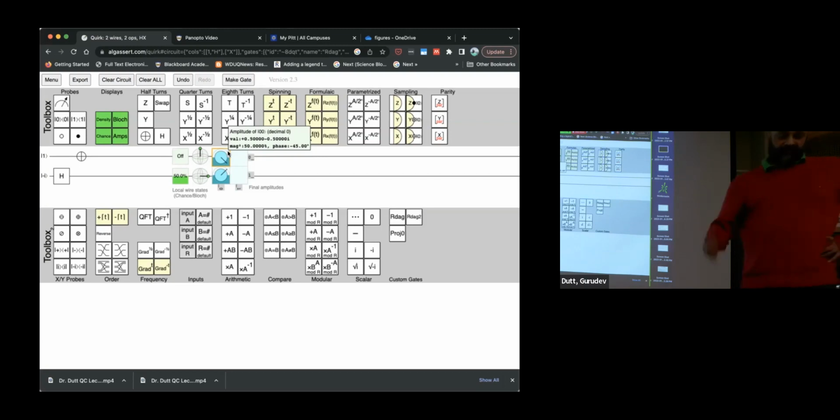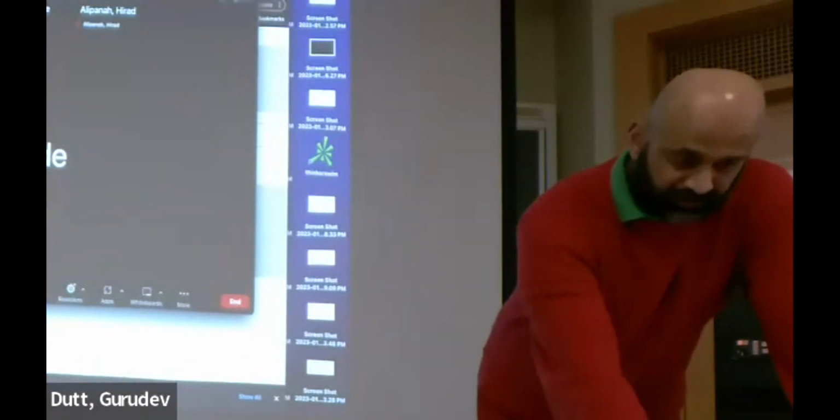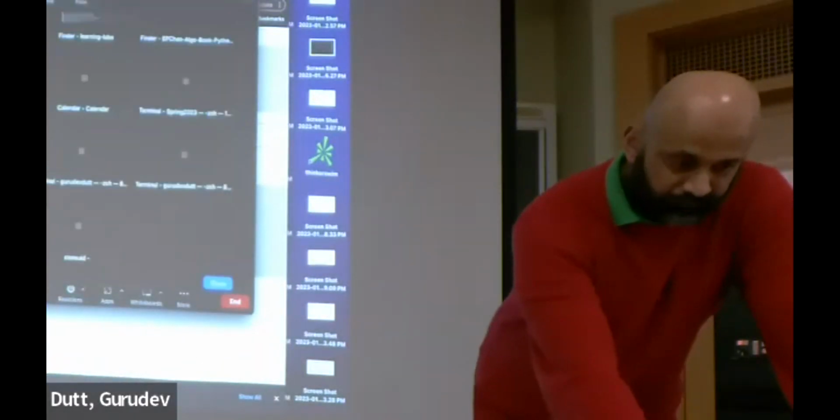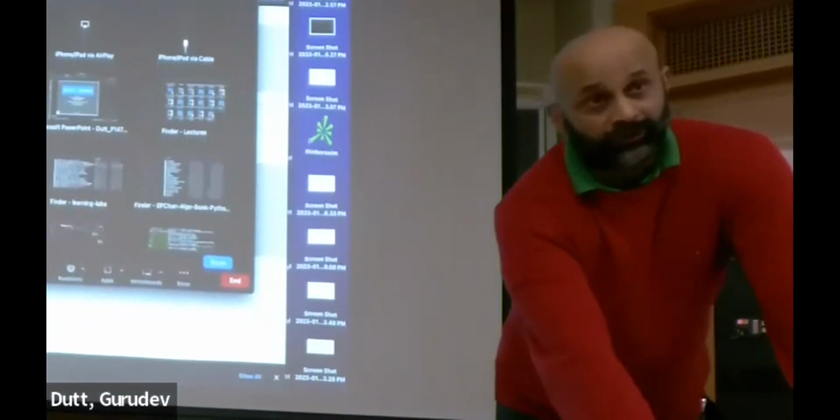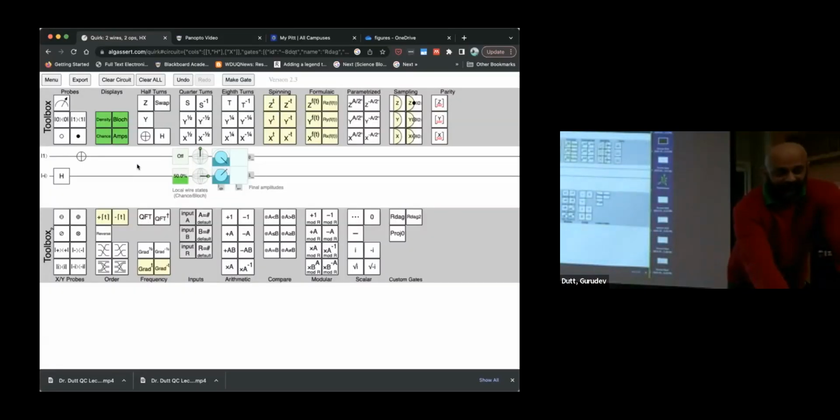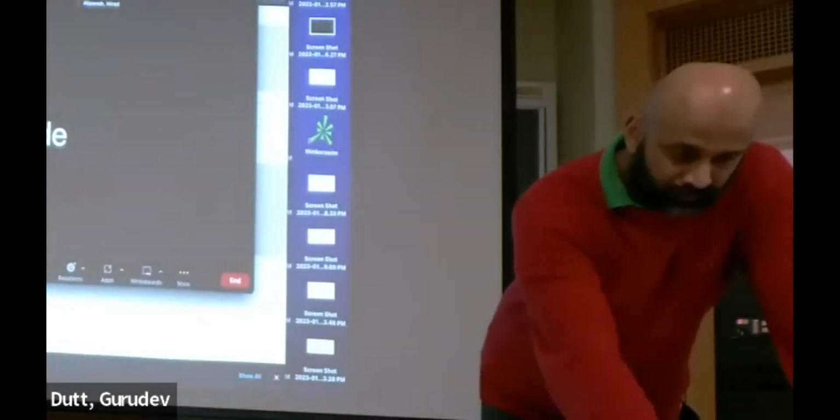Okay. So anyway, it's worth playing with this a little on your own, making sure you understand those outputs. I personally will check it with Python and then I'll quickly look at it on Quirk to make sure I didn't make some mistake in entering my circuit.